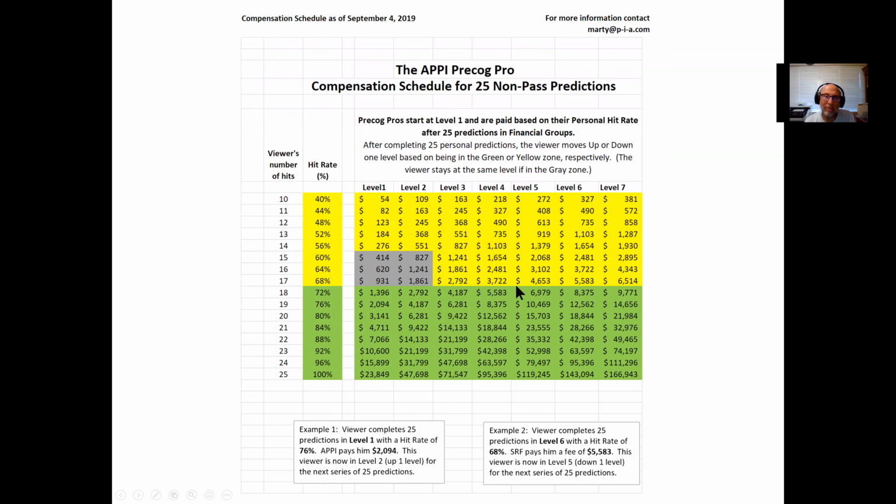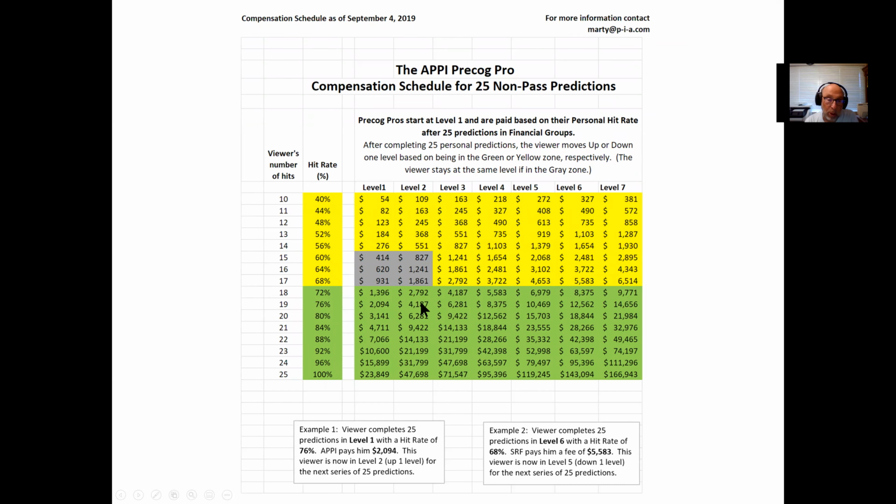Now, how do you move from level to level? Well, if you're in the green area, which is 72% or above, at the end, you go to the next level. So if you got 72% here, you would get paid. Well, here's the example I gave, of someone who is at the 76% level. They would get paid $2,094 at the end of their 25. Then they would start their next 25, but they would start at level 2. So if they did 76% again, they would get $4,187 for the second 25.